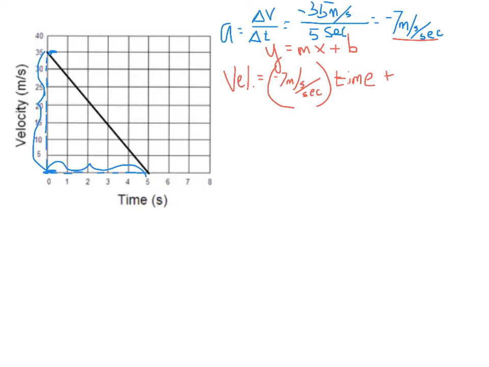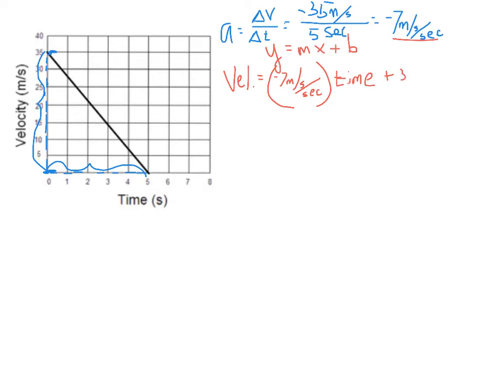Plus the y-intercept. Now, the last few graphs, we haven't had any y-intercepts. But as you look over here on the graph, we see, oh, look at that. That is a large y-intercept. In fact, where is it hitting the graph? The line hits the graph on the y-axis at 35. 35 what? Meters per second. 35 meters per second. All right, so that is my y-intercept.